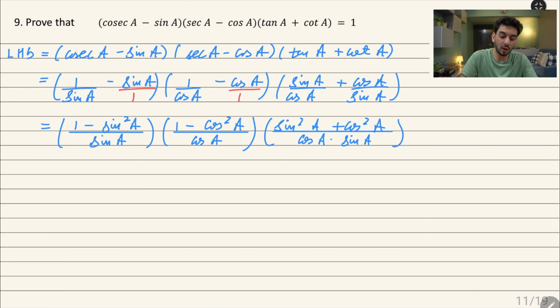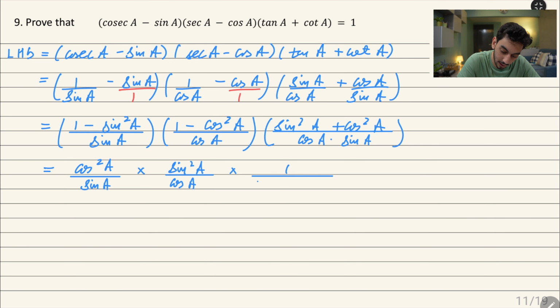Now in the numerator I can see 1 minus sine square, 1 minus cos square, and the third one is sine square A plus cos square A. We all know sine square A plus cos square A is 1. We just manipulate the identities and the first one would become cos square A, because 1 minus sine square is cos square, and the denominator is just sine A. Then 1 minus cos square is sine square, so I'll write sine square A, and the denominator is just cos A. The sine square A plus cos square A would just be 1, and the denominator is cos A times sine A.